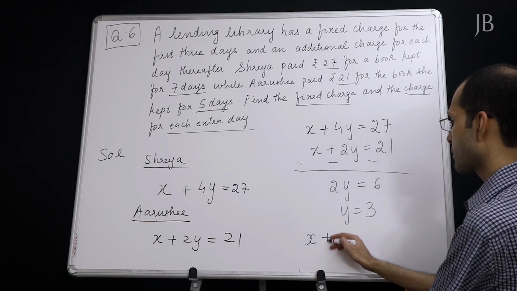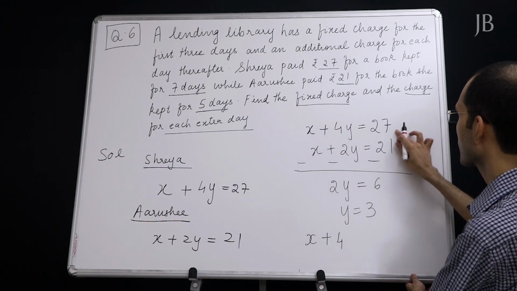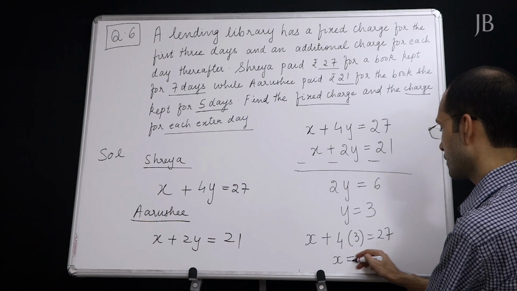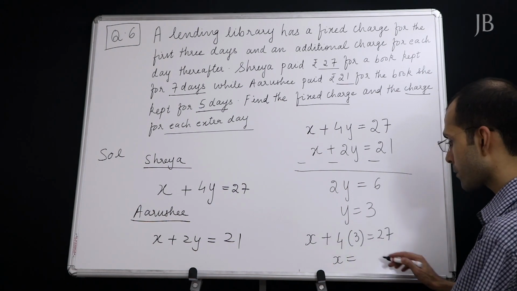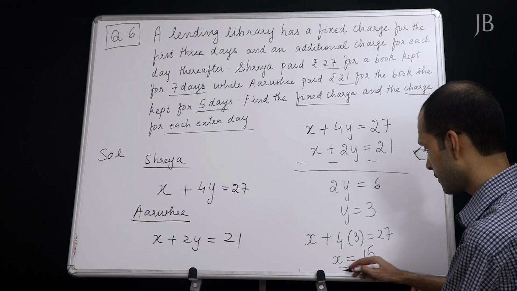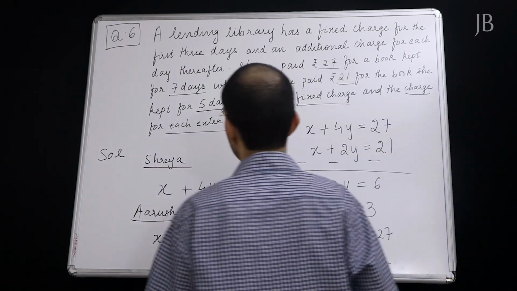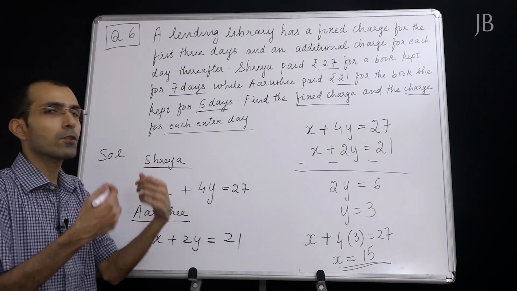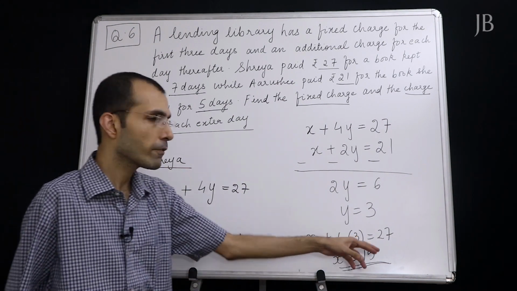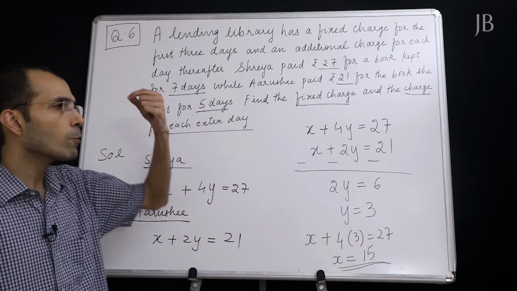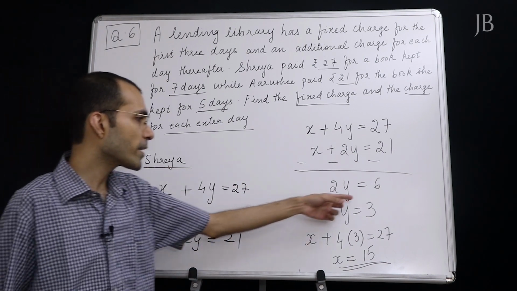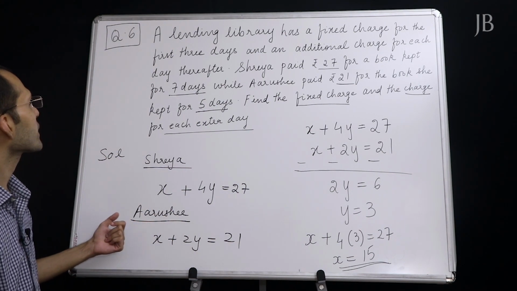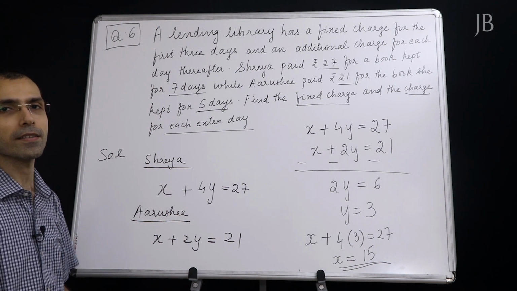So X plus, we'll put in the first equation, X plus 4 into 3 is 27. This is 12, 27 minus 12, X is 15. So the fixed charge is rupees 15 for the first 3 days. Even if you keep it for 2 days, no, but the fixed charge, lump sum charge is rupees 15. And thereafter, for every one single day you keep the book, you have to pay rupees 3 for every single day. And this completes this interesting sum. So we are done with question number 6.